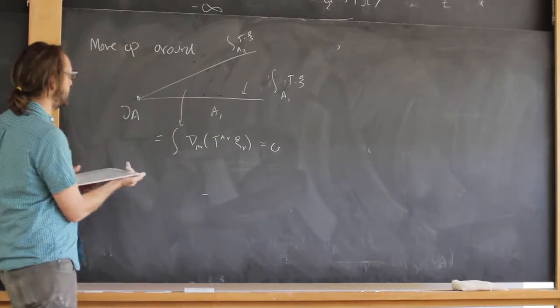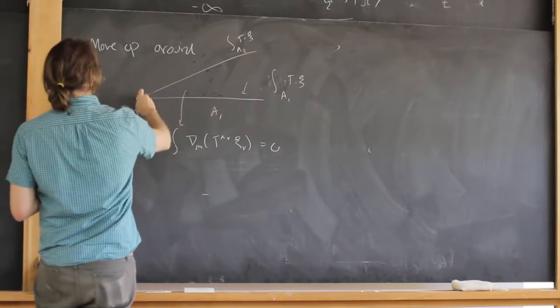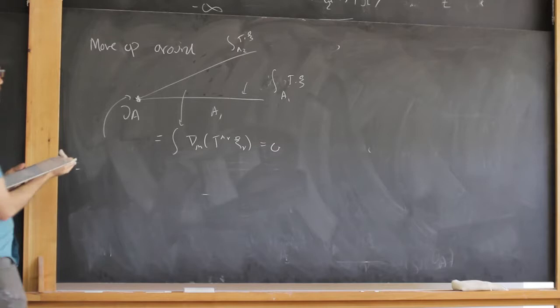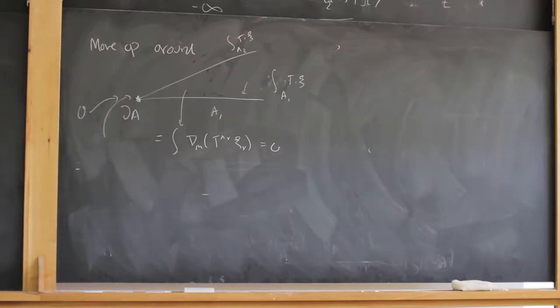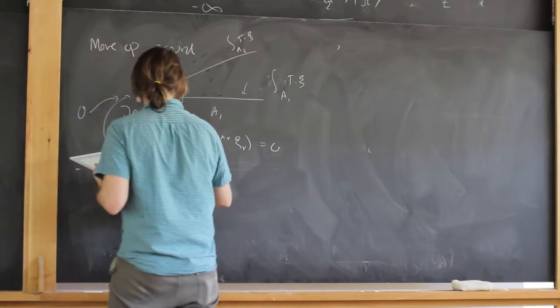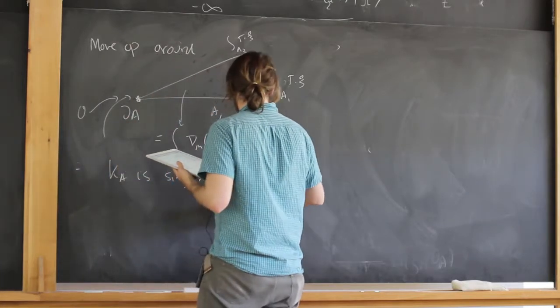The important thing that I want to point out is that you can move this around, but you can never shift this endpoint. Because of that, if I take some other operator and send it close to this endpoint, I can get singularities. That's the statement that this operator is a bit singular. K_A is singular, and it often comes with UV divergences.